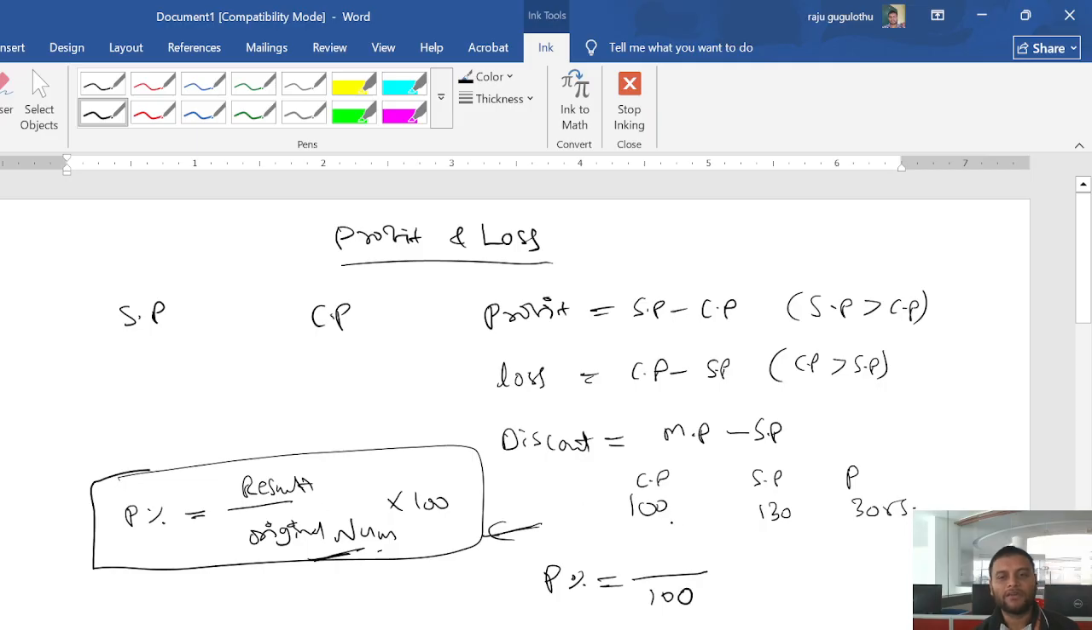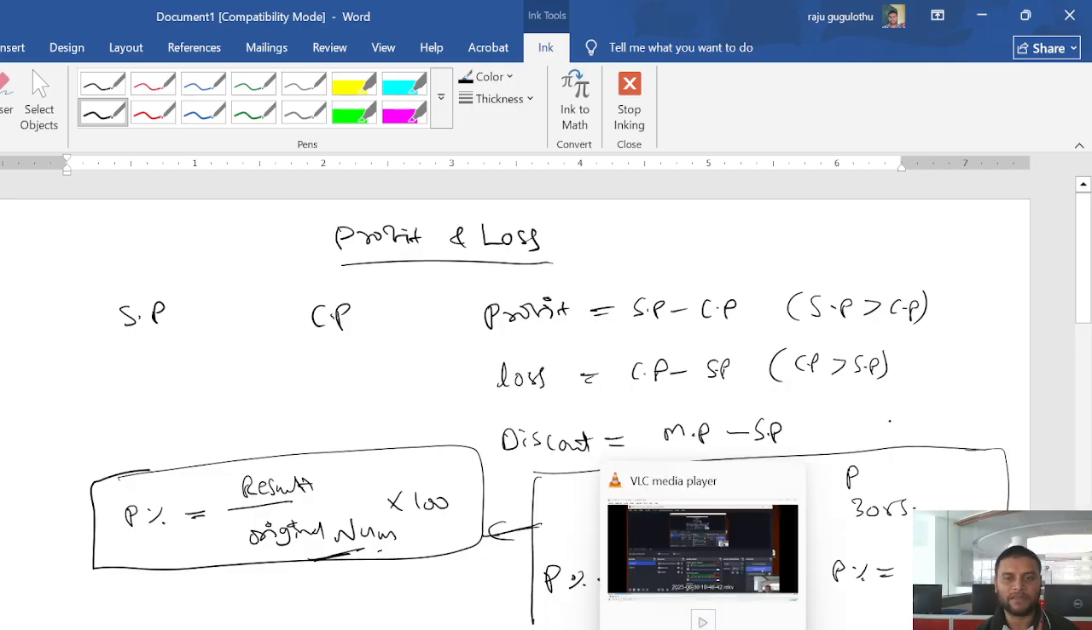What is the result? You have invested 100 rupees and you are getting 30 rupees as the return. That 30 rupees return, in this case, is profit, and that profit is taken in the numerator. So result is the profit in this case, which is multiplied with 100 from the formula. Then profit percentage in this example will be 30 percent. So this is how we find profit percentage, with the help of our percentages concept.